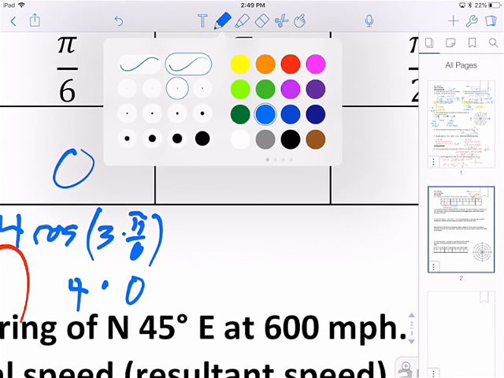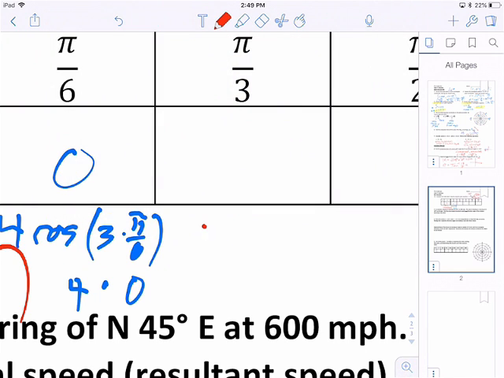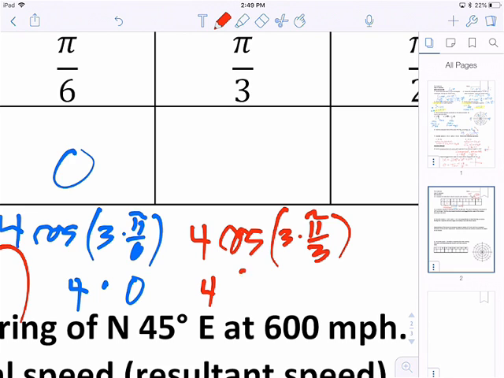Same for the next one. Let's switch colors again. We'll alternate. The 4 cos, if you're tripling pi over 3, that makes pi, and cosine of pi is -1. So you end up with -4.